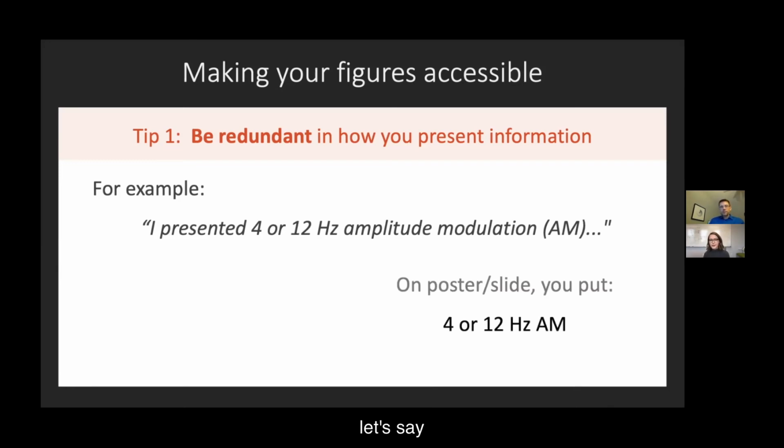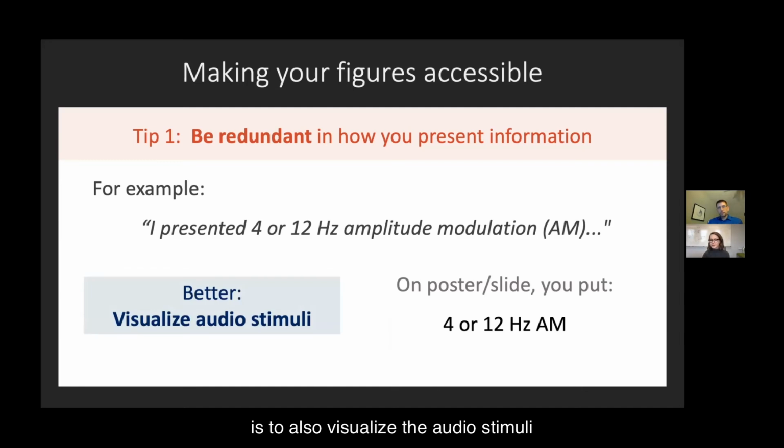Now, let's say on the slide or your poster, you just have the text that says 4 or 12 hertz AM. And maybe you have someone who is not familiar with this stimuli. Maybe you have someone who is deaf and hard of hearing. And this is especially important if you're giving a talk and you play the audio clip of the stimuli that you present. If you can't hear the stimuli that you're presenting, then that's not very helpful for that person. So to be redundant in this case is to also visualize the audio stimuli.